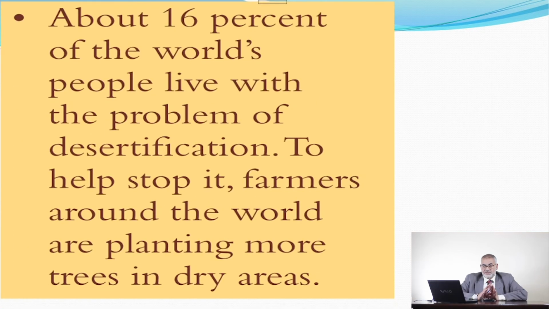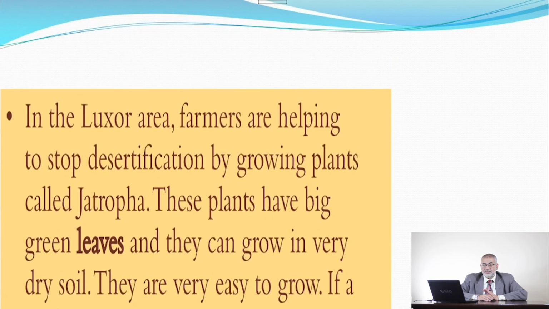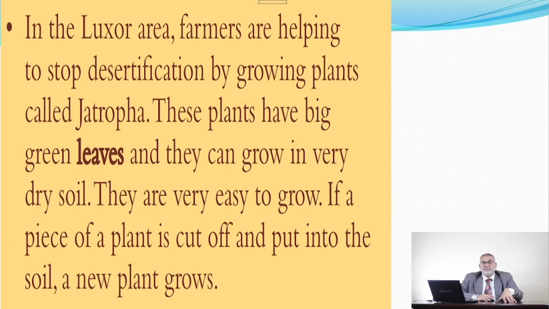About 16% of the world's people live with the problem of desertification. To help stop it, farmers around the world are planting more trees in dry areas. In the Luxor area, for example, farmers are helping to stop desertification by growing plants called jatropha. These plants have big green leaves and they can grow in very dry soil. They are very easy to grow. If a piece of a plant is cut off and put into the soil, a new plant grows.